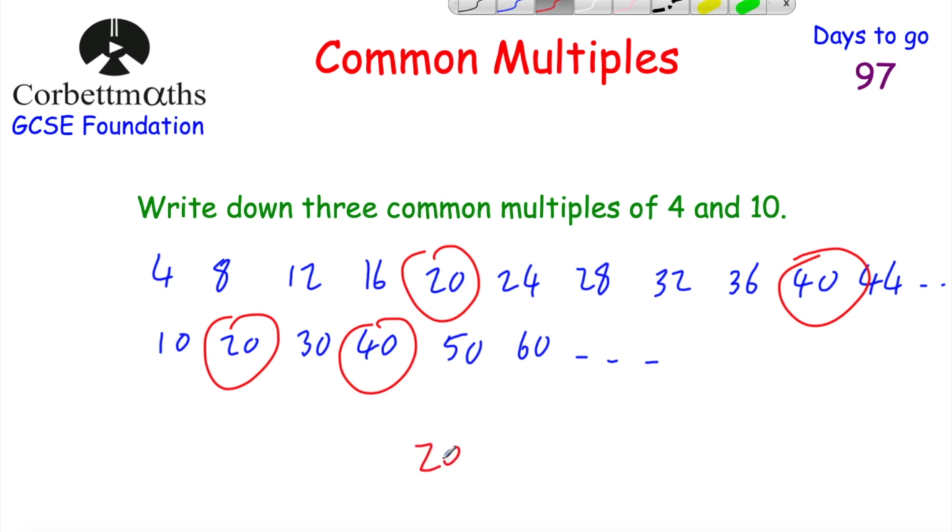So it's going to be 20, 40, 60, and you could have gone for bigger common multiples. You could have gone for 400, 800, 4,000, 4 million, and so on. But the three common multiples that I've written down are 20, 40 and 60. And even though we haven't got to 60 in the multiples before, if you carried on, you would get to 60 if you wanted to, or you could just know that the first one's 20, the next one's 40, then the next one will be 60, and then 80, and then 100, and so on.